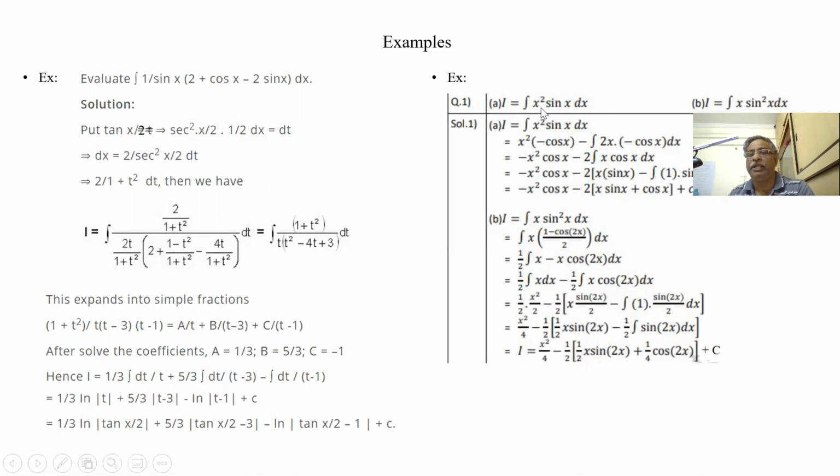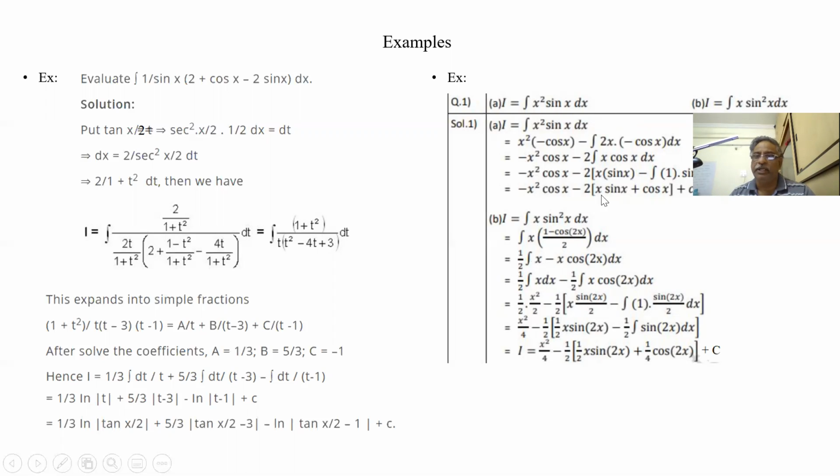See here, integral x square sin x dx. In this, use the UV formula: x square, integration of sin x is minus cos x, minus integration of minus cos x into 2x dx. So we have to simplify again x cos x. Here again integrated and differentiated. So x square is differentiated 2 times: 2x one time here, x one time here. But this is the UV formula, we will cover it in the next session.